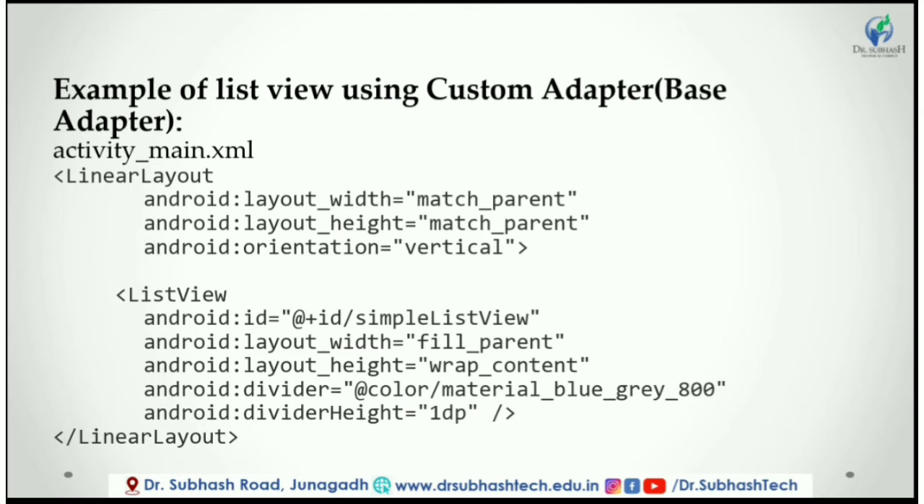First step, create a new project, list base example and activity. Main activity. Here we will create a list view in linear layout. Below is the code of activity_main.xml.